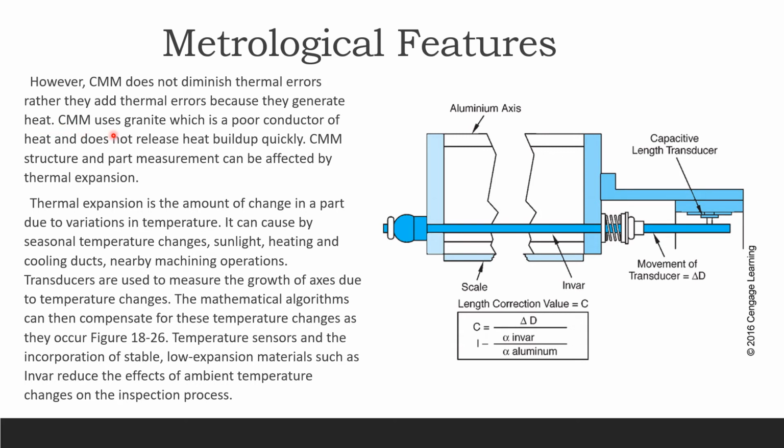So these machines use granite. Why do we use granite? Because it's a poor conductor, to reduce the temperature anyway. Granite is usually cool and doesn't release the heat buildup quickly. So therefore, we choose the material granite. CMM structure and part measurement can be affected by thermal expansion.